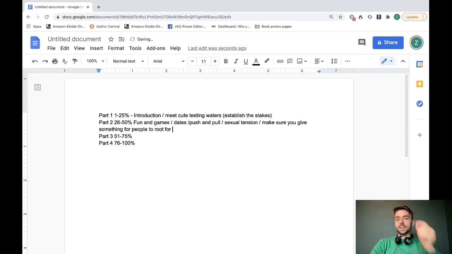You also want to make it so people can root for the characters even from the first page if you can. But this is where you want them to root for the relationship, not just the individual characters. And then usually you want to hint at some kind of tension here too. So this is the hinted at tension. Like you might bring up an ex that is going to be a problem, or the heroine's father is overbearing and he's got some kind of plans for the heroine that conflict with them getting together.